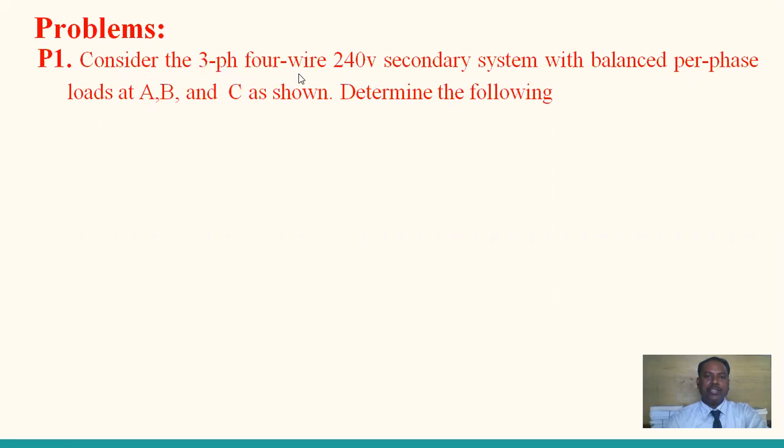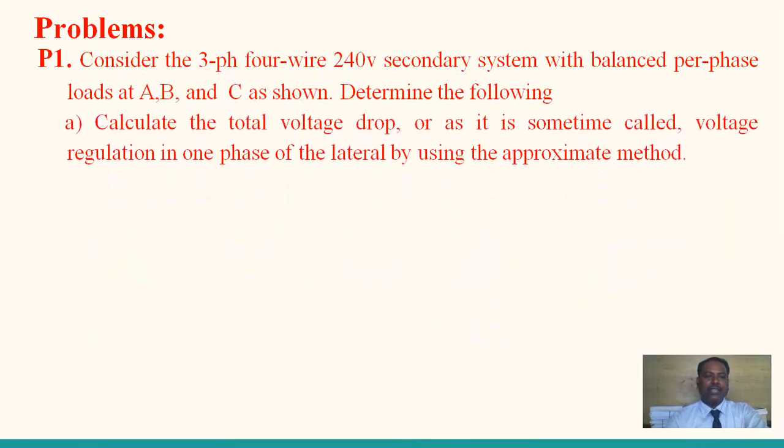Consider the 3-phase 4-wire 240 volt secondary system with balanced 3-phase loads at A, B, and C as shown. Determine the following. The first one is, calculate the total voltage drop, or as it is sometimes called, voltage regulation, in one phase of the lateral by using the approximate method. This is part number 1.